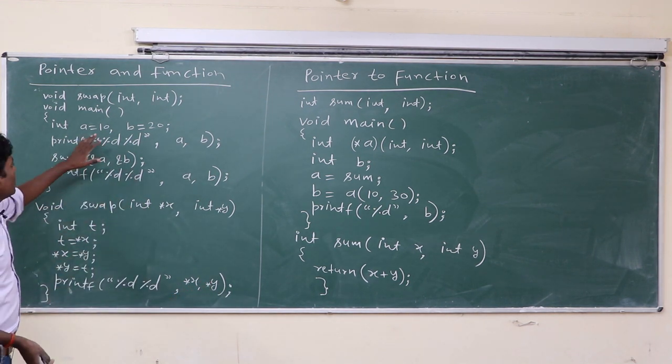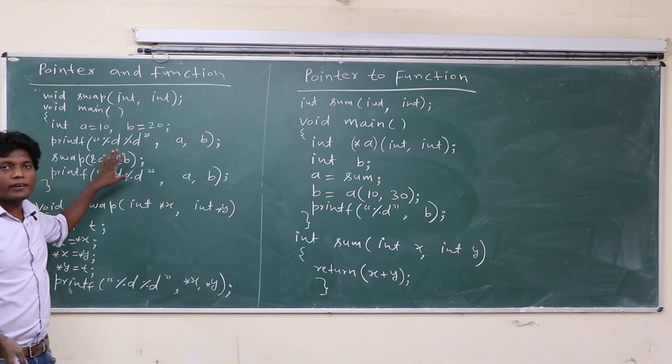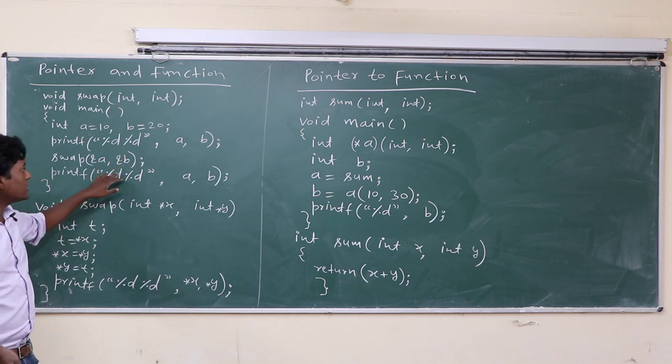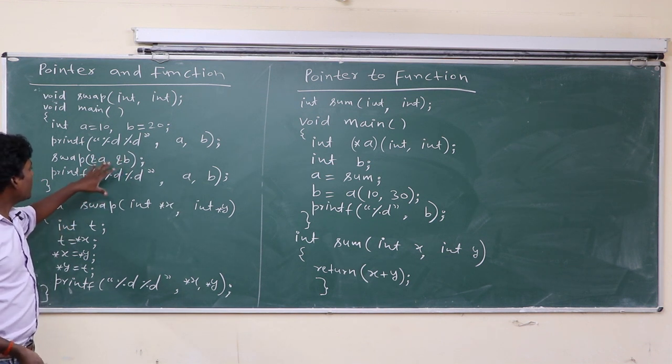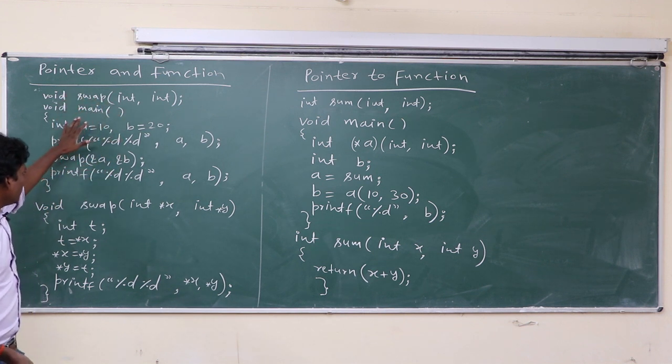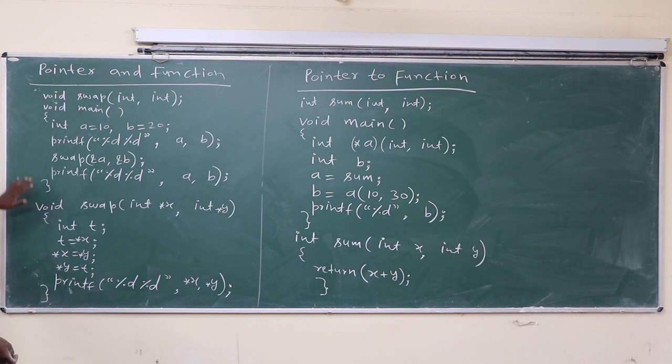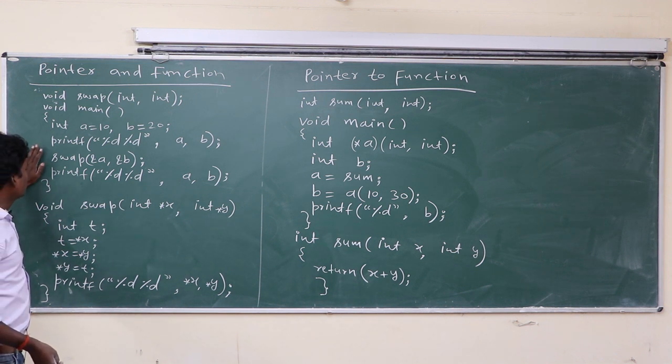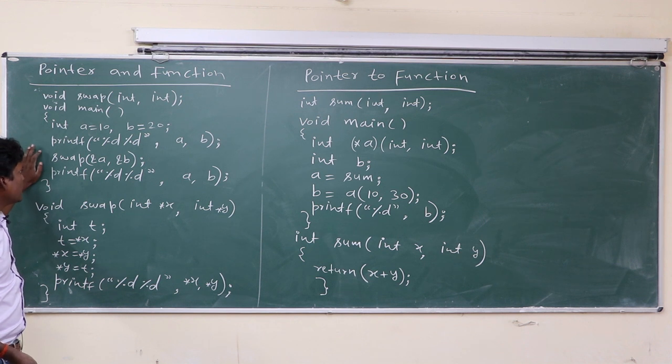Class, this is the call by reference, or you can say call by address. Here the concept of pointer and function are implemented in this program. This program is used to swap two numbers using pointer, or you can say using call by reference.